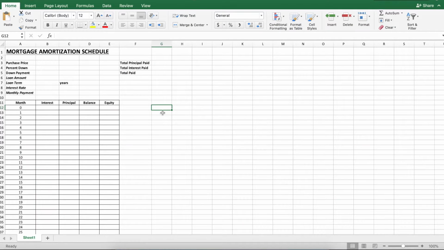Okay, so now we're in Excel and I've just typed in some basic information we'll need. So I just called it the mortgage amortization schedule, then the purchase price, percent down, down payment, loan amount, loan term, interest rate, monthly payment. And then I also included the total principal paid, the total interest paid, and the total paid overall. And then this part will be our actual amortization schedule, which will show your month, interest, principal, balance, and equity.